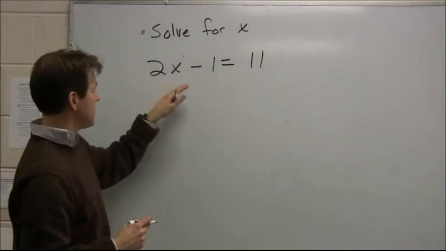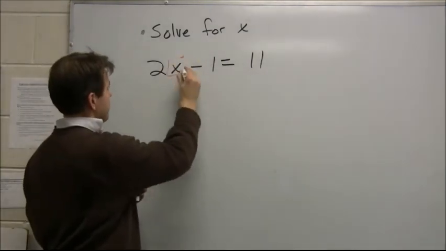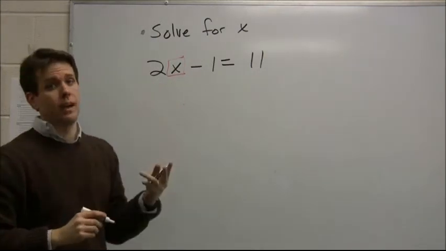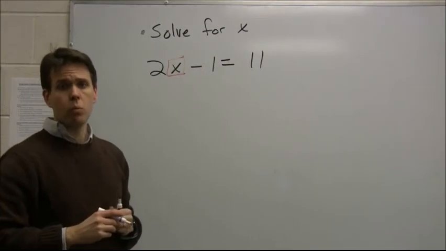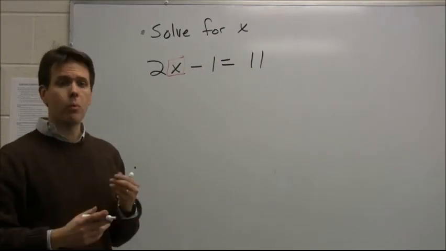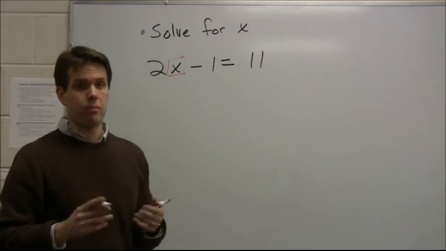So here we have 2x minus 1 is 11. I'm going to put a little box around this x. And the question is, what over here do we need to move? We have two things now. We have a minus 1 and a 2. So which one do you want to get rid of first? I'll be honest, you can do either one. But one of them is a little bit easier to get rid of first. And I'll show you both ways.